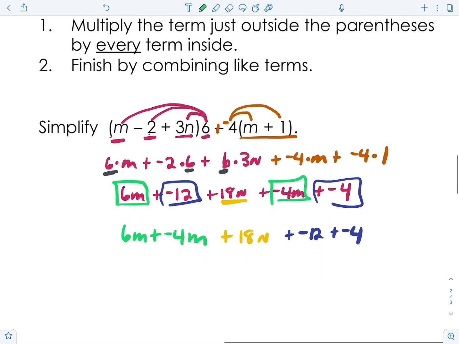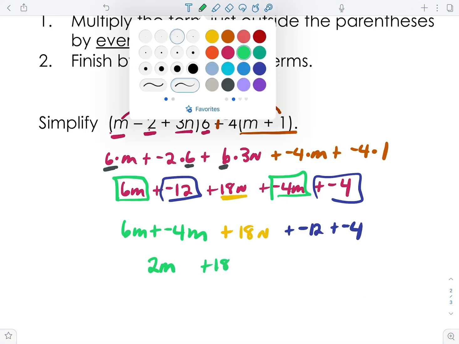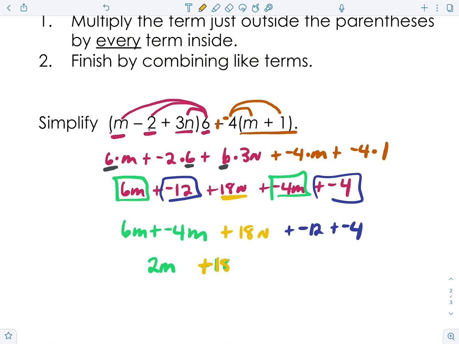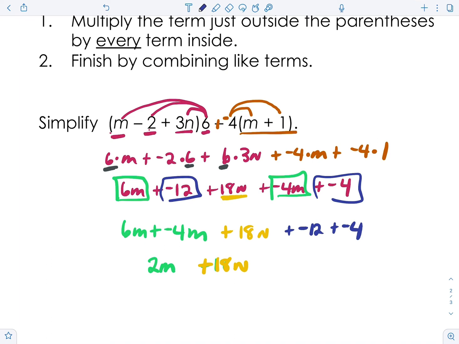Now let's simplify. 6m plus -4m, basically 6 plus -4, right? Or 6 minus 4, that becomes 2m. Remember the 18n is by itself, so that's just plus 18n. And then finally, -12 plus -4, well, that's plus -16. And we're done. We have simplified this expression.